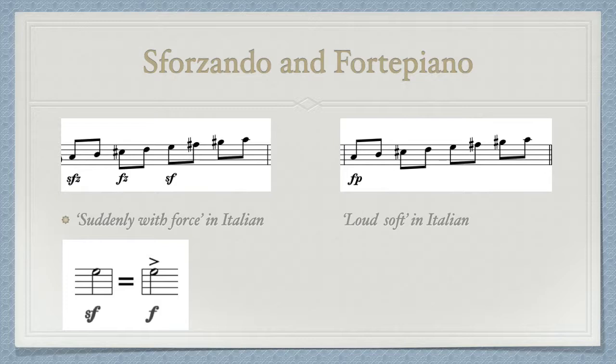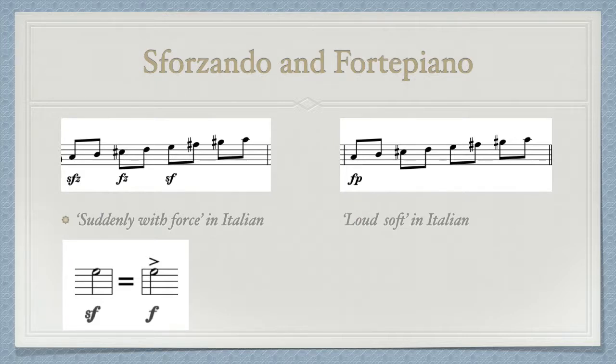Both sforzando and fortepiano are dynamic markings. Sforzando means suddenly with force in Italian. It is a strong and sudden accent on a note or a chord. You will see the abbreviation SFZ, FZ, or SF on the note. The example on the left helps you understand it better. You play with an accent in the beginning, and then you still play it loud.